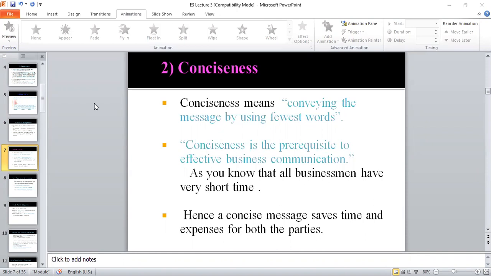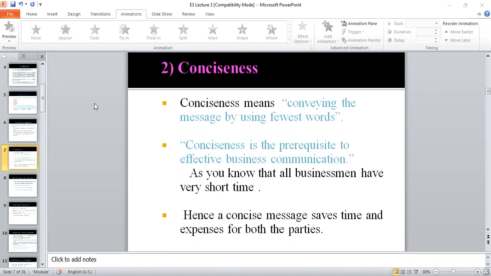We were dealing with the 7 C's of effective communication, and we had done number one, which was completeness, and now we are going to work on number two from the 7 C's, and it is conciseness. We take the word conciseness from the word concise, which means brief or short. In effective business communication, it means conveying the message by using the fewest possible words.